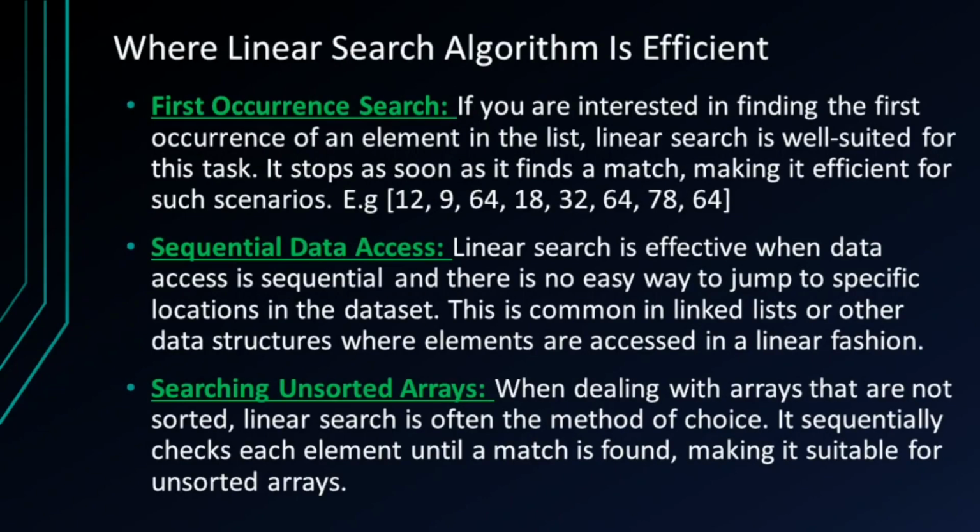Now, let us end this by understanding where the linear search algorithm excels the most. The first place where linear search algorithm excels the most, or rather is most efficient, is when you are doing the first occurrence search. You can imagine if you have a list of elements and you want to find the first occurrence of an element, then linear search algorithm would excel here because it will stop as soon as it finds the first match.